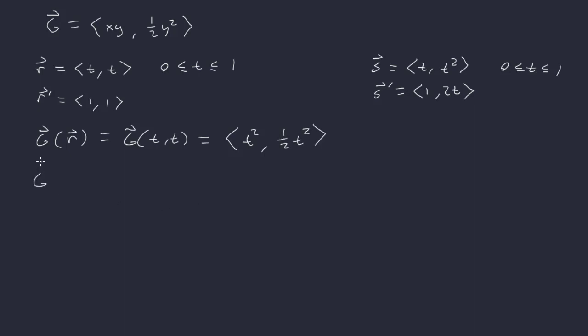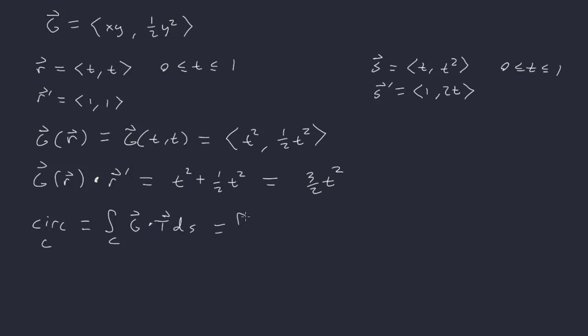Okay, so then when we take the dot product, we get the t squared plus 1/2 t squared. So we end up with 3/2 t squared again. So we should get the exact same circulation. So the circulation over c here will be the integral over c of g dot t ds, which will be the integral from 0 to 1 of 3/2 t squared dt. I'm not going to work through that again. We should get 1/2. It's the same integral.